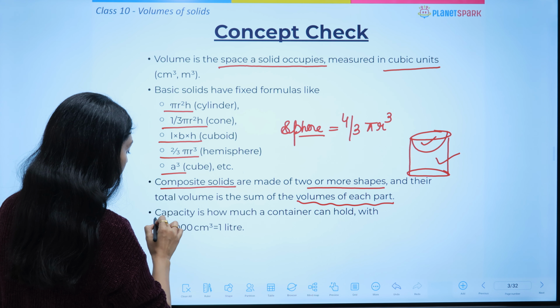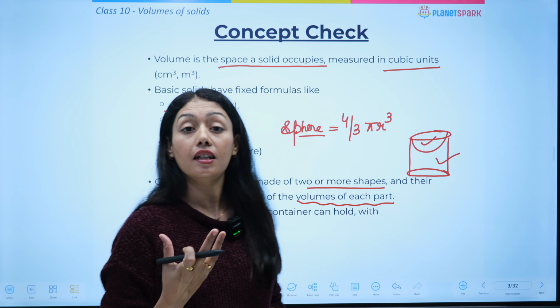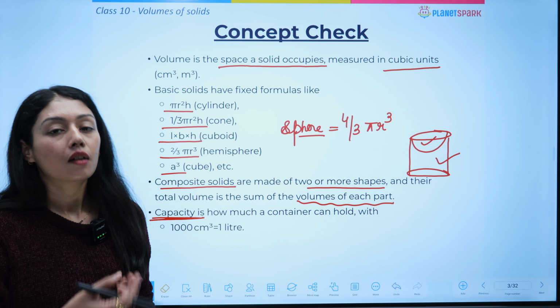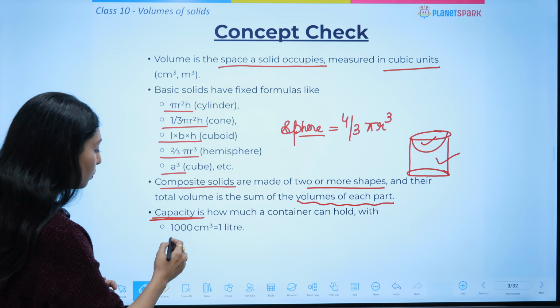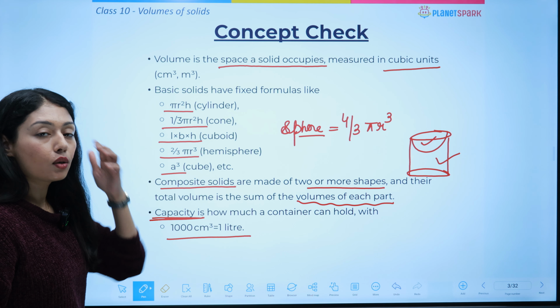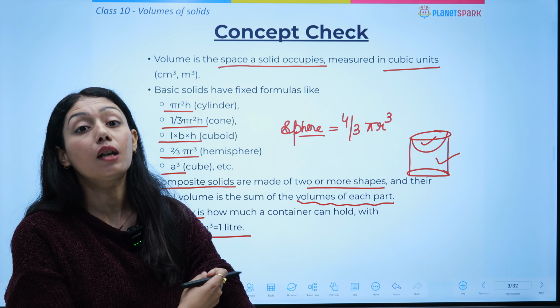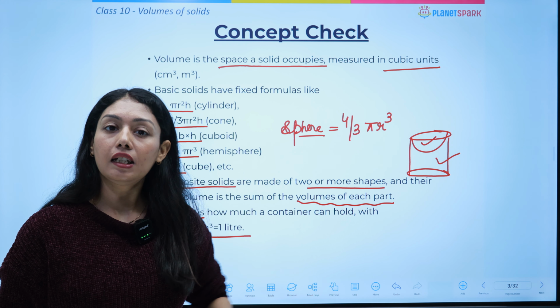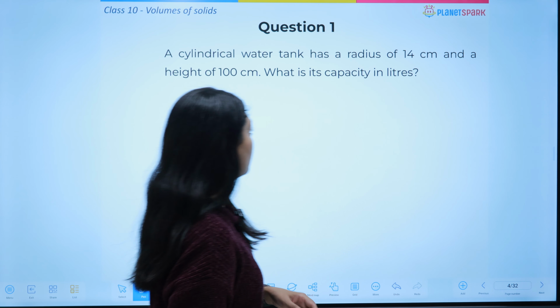Then in the units, if capacity is what we are taking, let's say our answer came in centimeter cube or meter cube, and we need the capacity in liters. So what will we do? We will do a conversion. And for that what do we use? 1000 centimeter cube is equal to 1 liter. So if we are going from centimeter cube to liters, what will we do? Divide by 1000. If we are going from meter cube to liters, what will we do? Multiply by 1000. Okay.